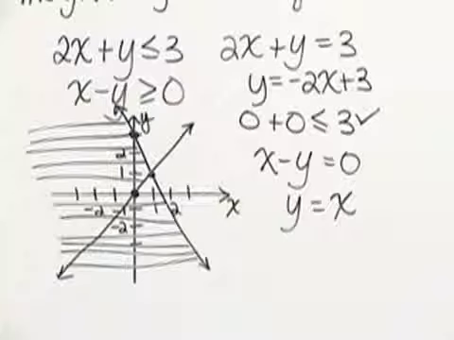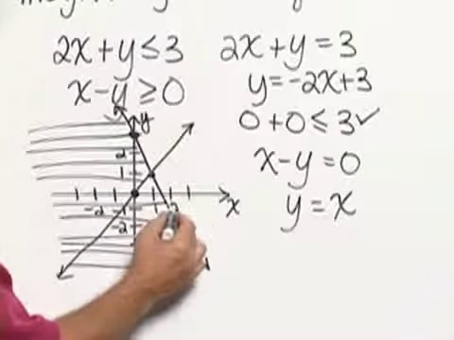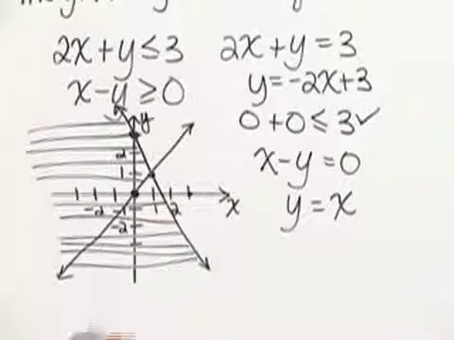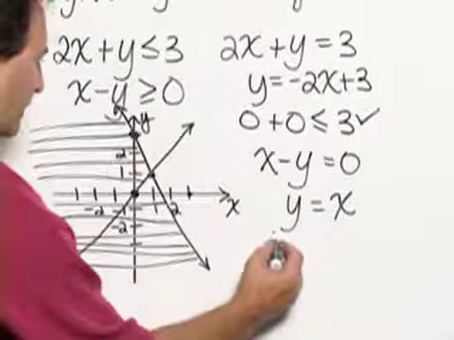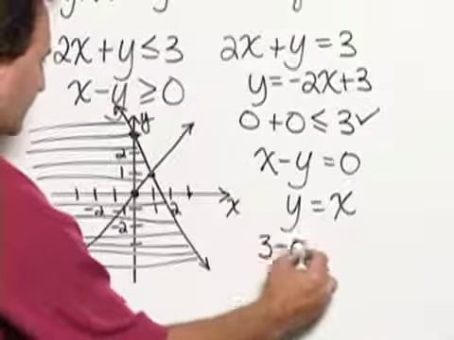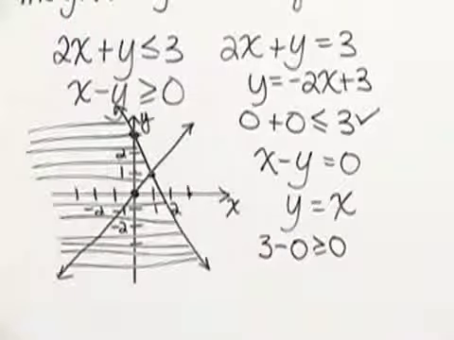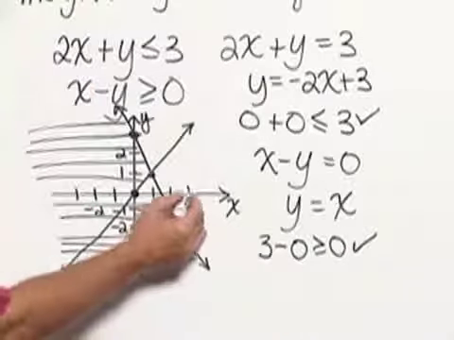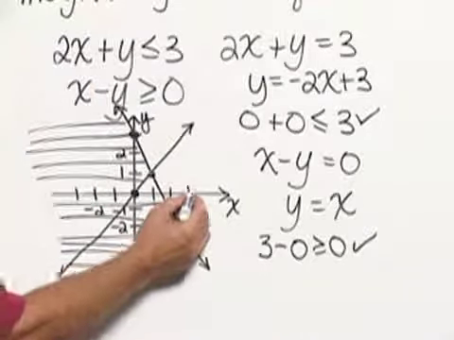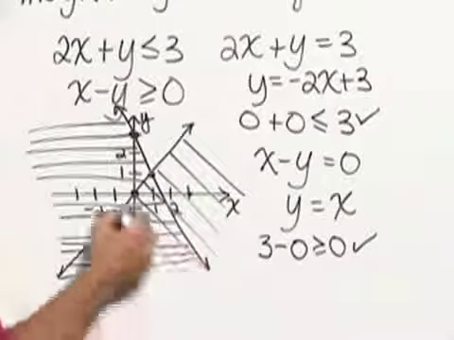Now, this time, I cannot select 0, 0 as a test point, but let's simply select, for example, this point, 3, 0. So I substitute 3 for my x, 0 for my y, and 3 is certainly greater than or equal to 0, which means I shade in the half plane that contains that point 3, 0. So I shade in below the line.